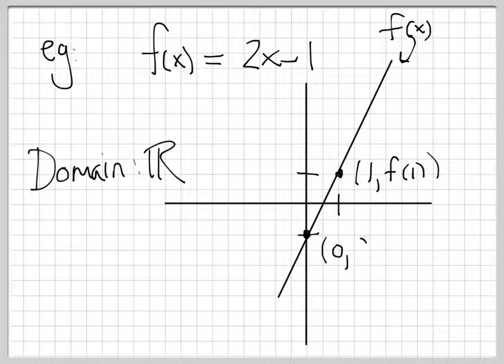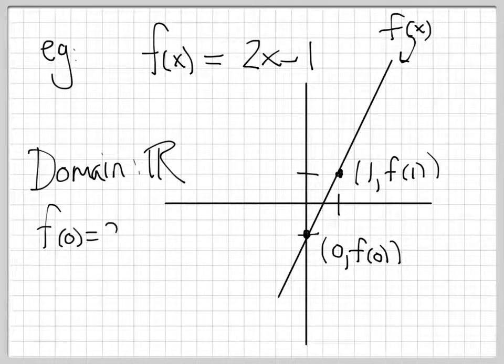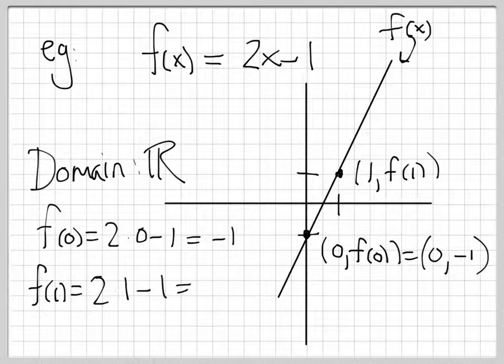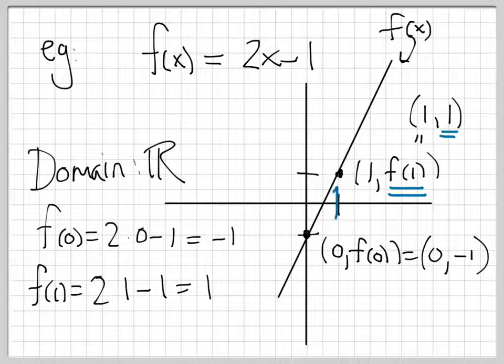This is (0, f of 0). And if you come over here and you do f of 0 equals 2 times 0 minus 1, which is -1, this should be the same as (0, -1), and it definitely is. And f of 1 is 2 times 1 minus 1, which is 1, and so this should also be (1, 1), and it is. So you can see the relationship between what's in the y value and what the function tells you when you plug in the x value. So you always start at the x value and get the y value.